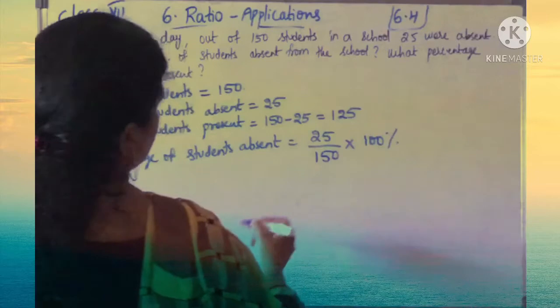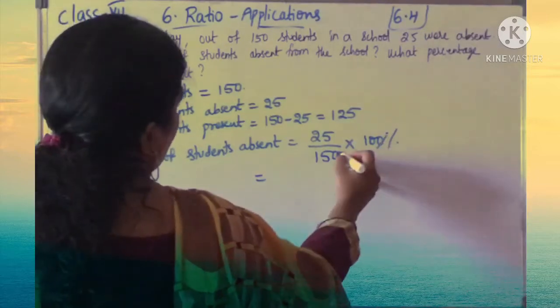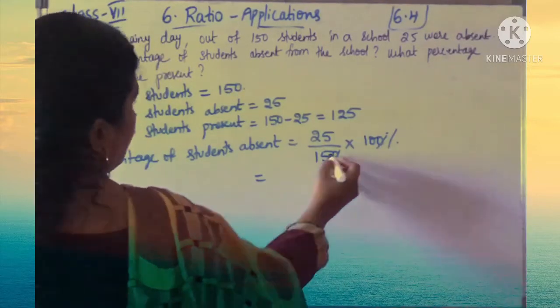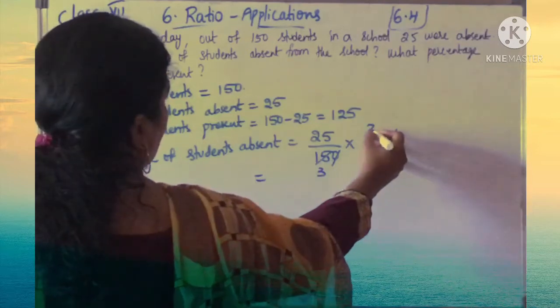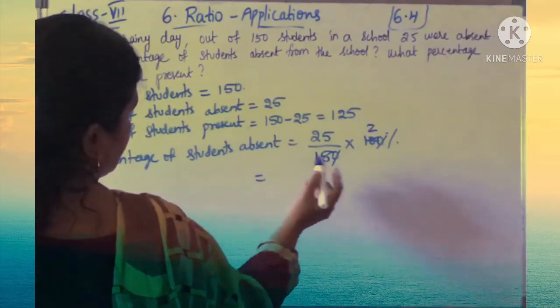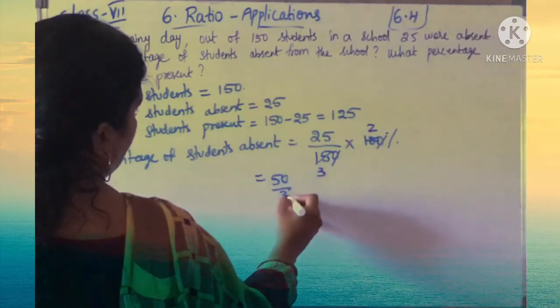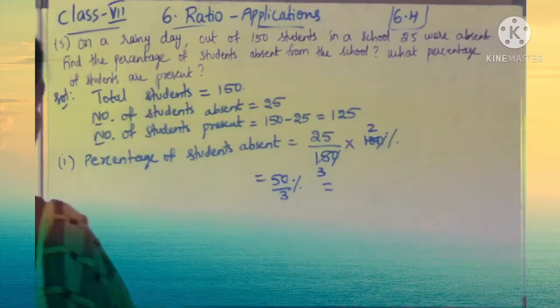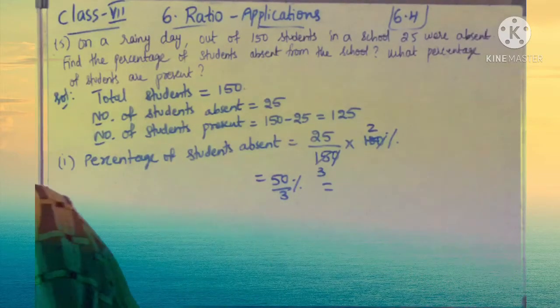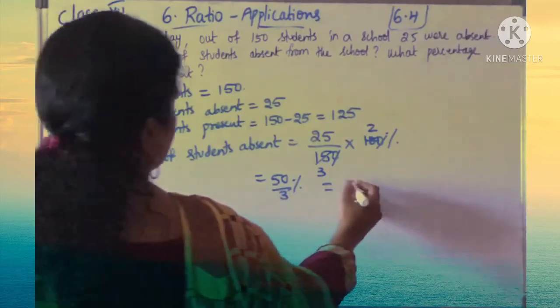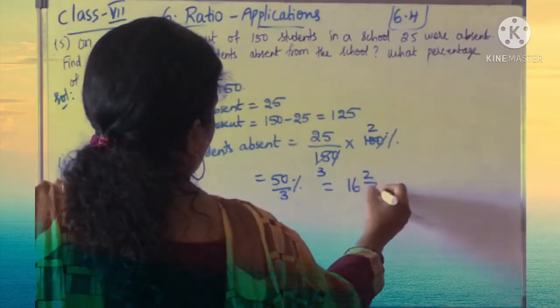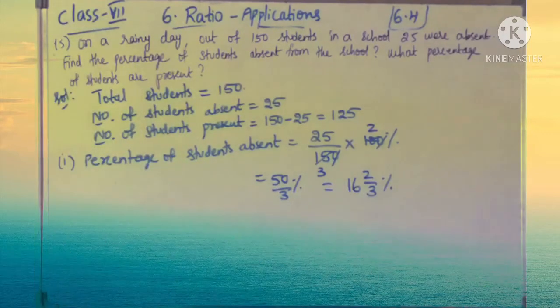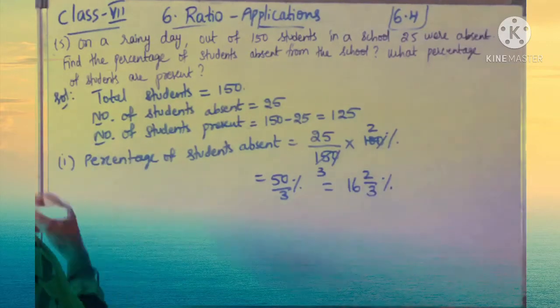Into 100%. If you do, here 0, 0 gets cancelled and 5 3s are, 5 2s are, and that's it. So 25 2s are 50 by 3 percentage. So 50 by 3 means we will get it in a mixed fraction. How much? 15, 16 3s are, yes, 16 2 by 3 percentage. So the percentage of students absent is nothing but 16 2 by 3%.